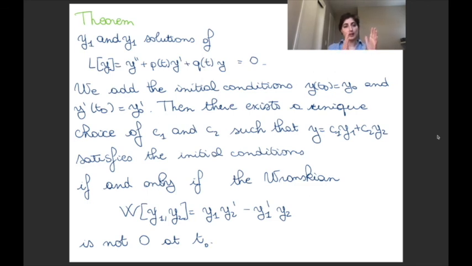So if you have two solutions, you can find the coefficients of their sum if and only if the Wronskian is not 0 at t0.